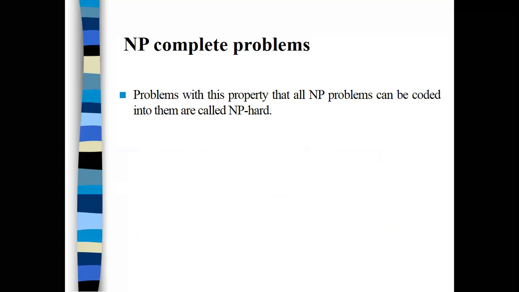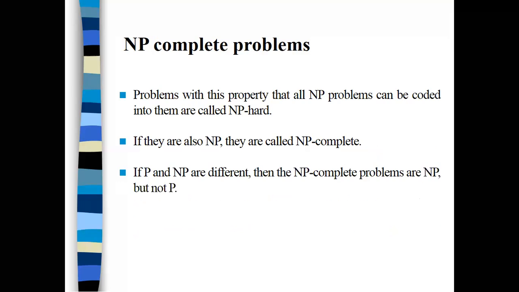NP complete problems: here we have problems with this property, that all NP problems can be coded into them, are called NP hard. The problems we are going to face here are very hard. If they are also NP, they are called NP complete. And if P and NP are different, then the NP complete problems are NP but not P.